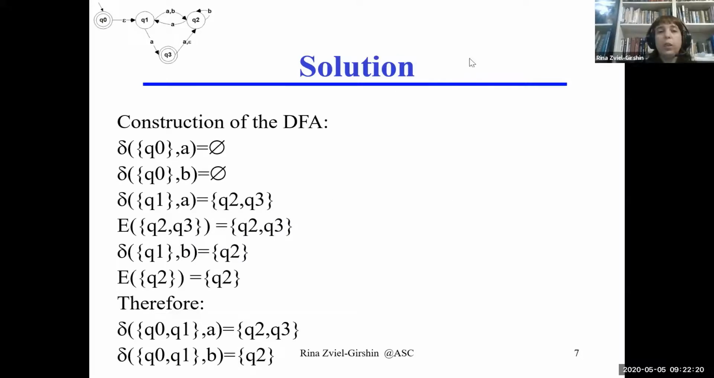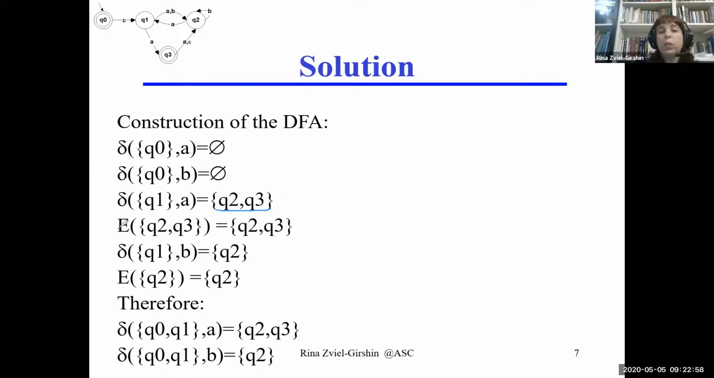Okay, so I'm moving to this slide where I have everything written down, and the automaton, if you look, is in the corner of the slide. Q0 on A is not defined. It's a phi, an empty state. Q0 on B also not defined. And Q1 on A, I can move to the state Q2 or Q3. So I have the union of Q2 and Q3.